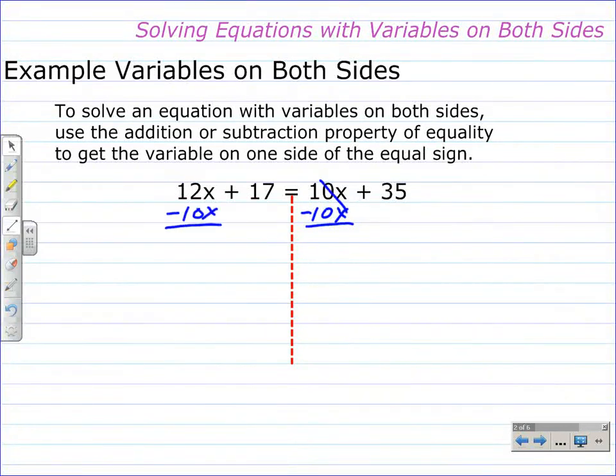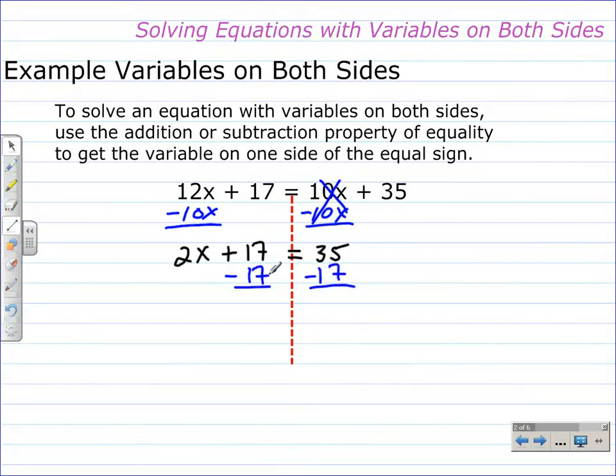On the right-hand side, the 10x's are eliminated because they're opposites and leaves 35. Bring down the equal sign, and on the left-hand side I simplify this math, 12x take away 10x, which leaves 2x, and I bring down the plus 17. Now it's a two-step equation that involves multiplication and addition. So to continue to solve this, we need to use the subtraction property again and subtract 17 from both sides.